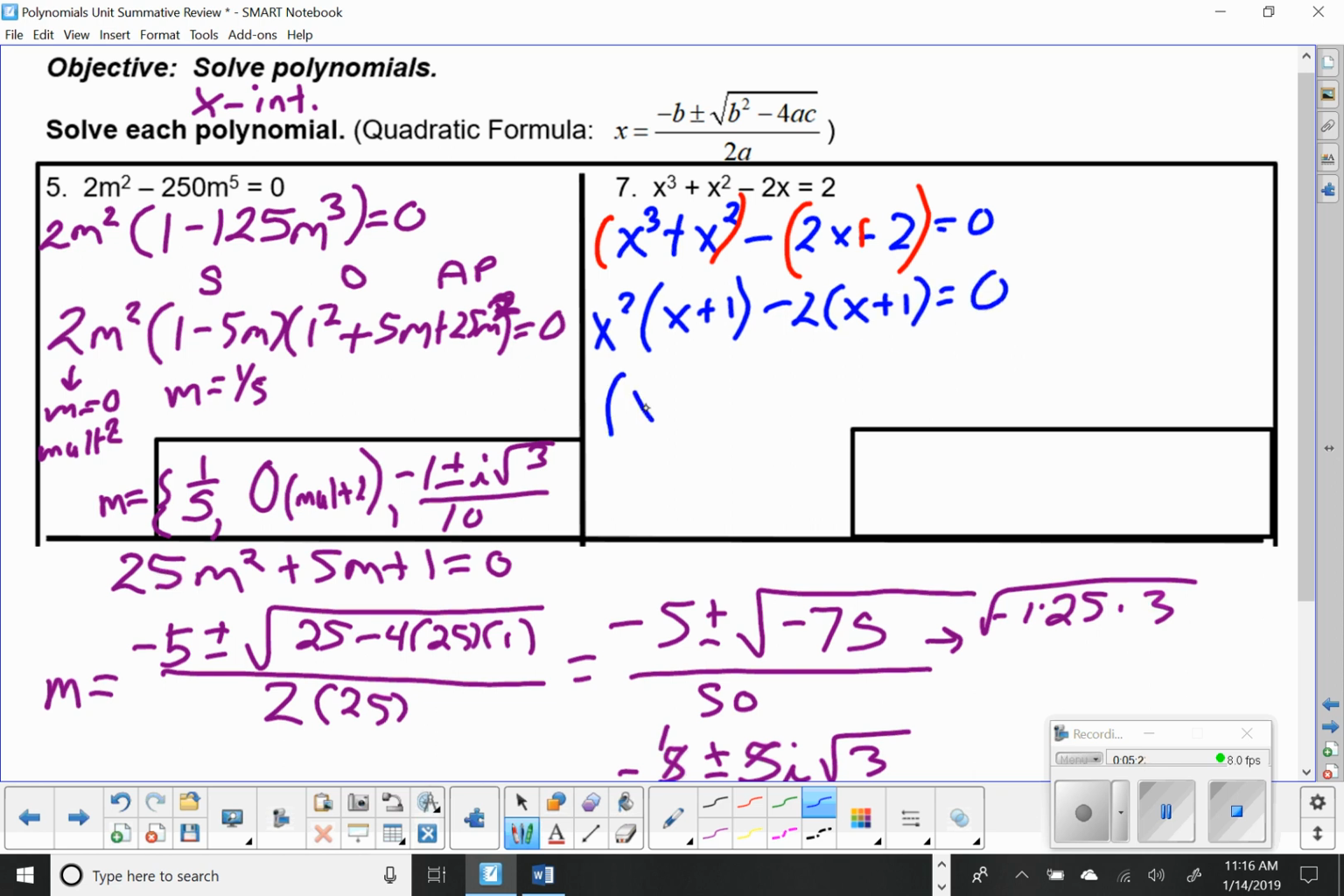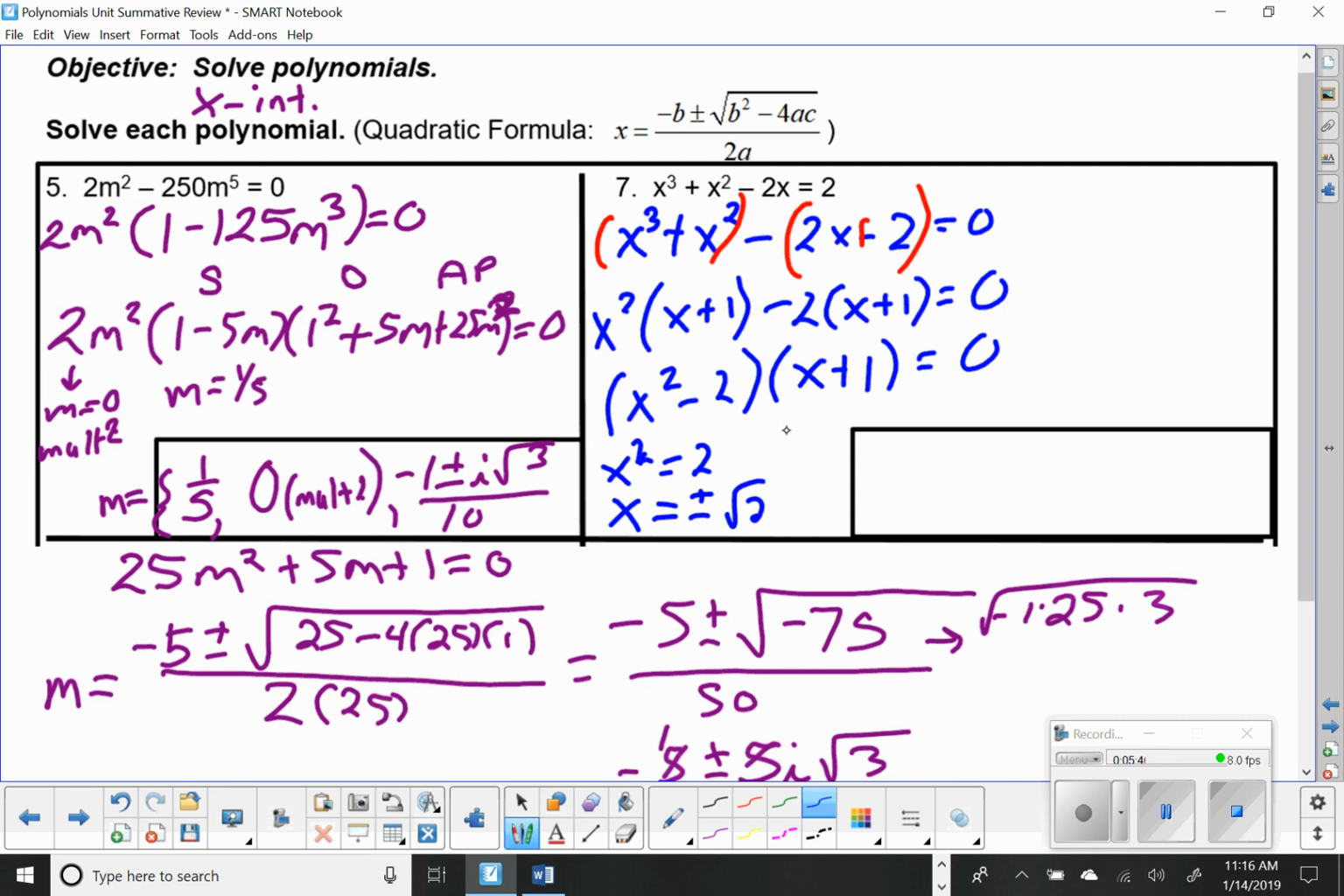Now I've got x squared minus 2 times x plus 1. I factored this one by grouping. X squared is equal to 2. X is equal to plus or minus root 2. Remember I said each factor equal to 0.